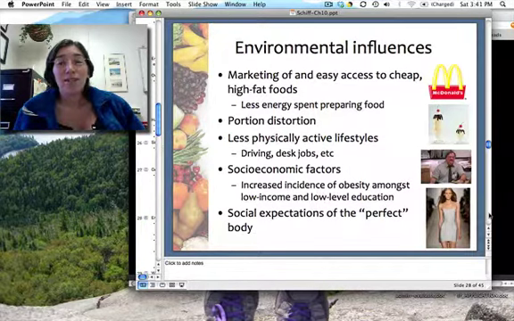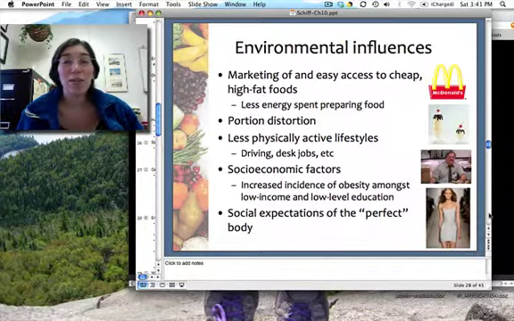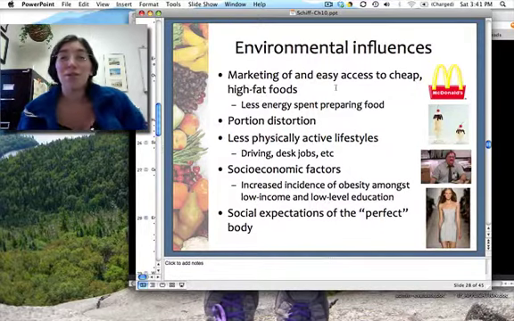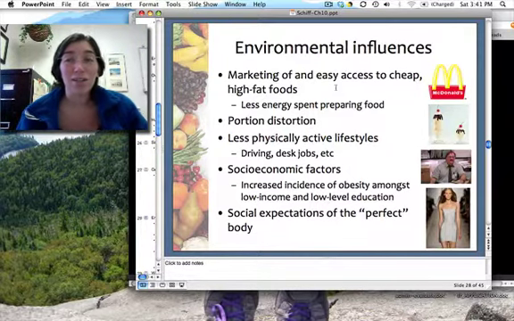So the first one is this whole availability of cheap and high calorie foods. So my example here is fast foods, McDonald's. It's very easy for us to go buy calories as opposed to our ancestors who had to hunt and gather for calories.